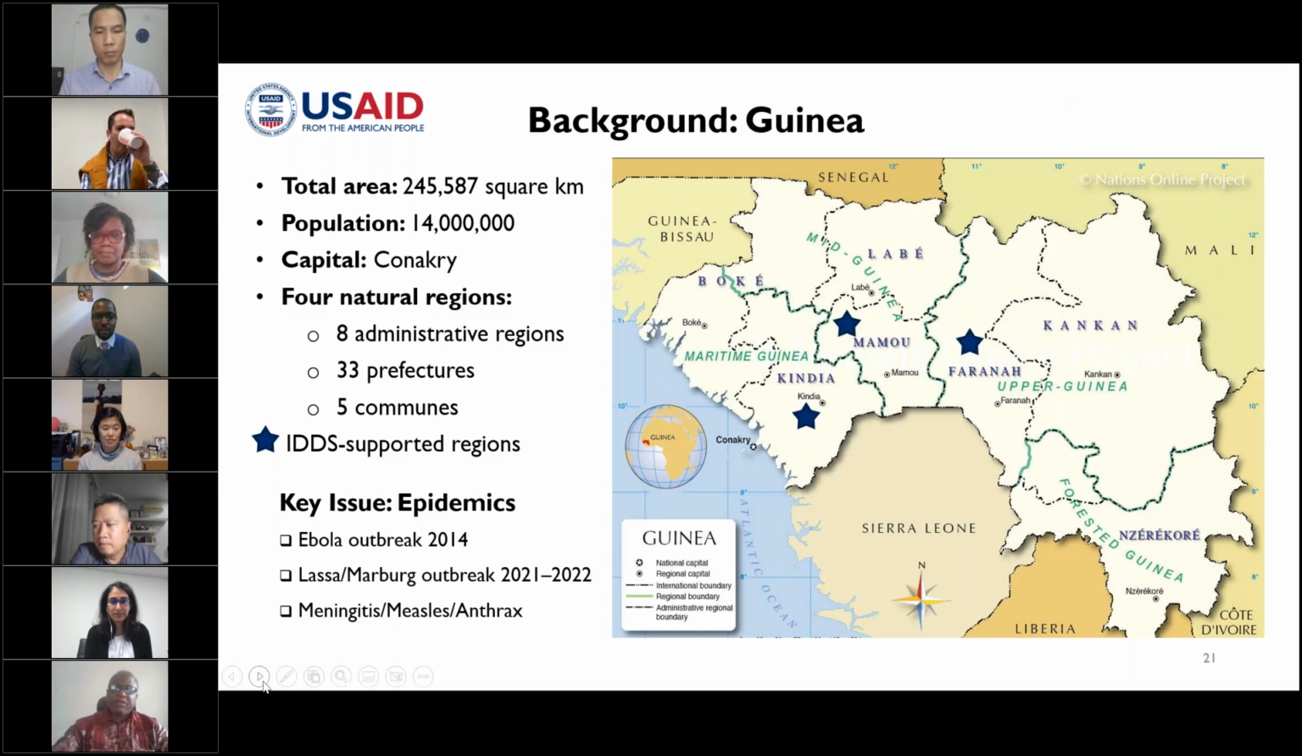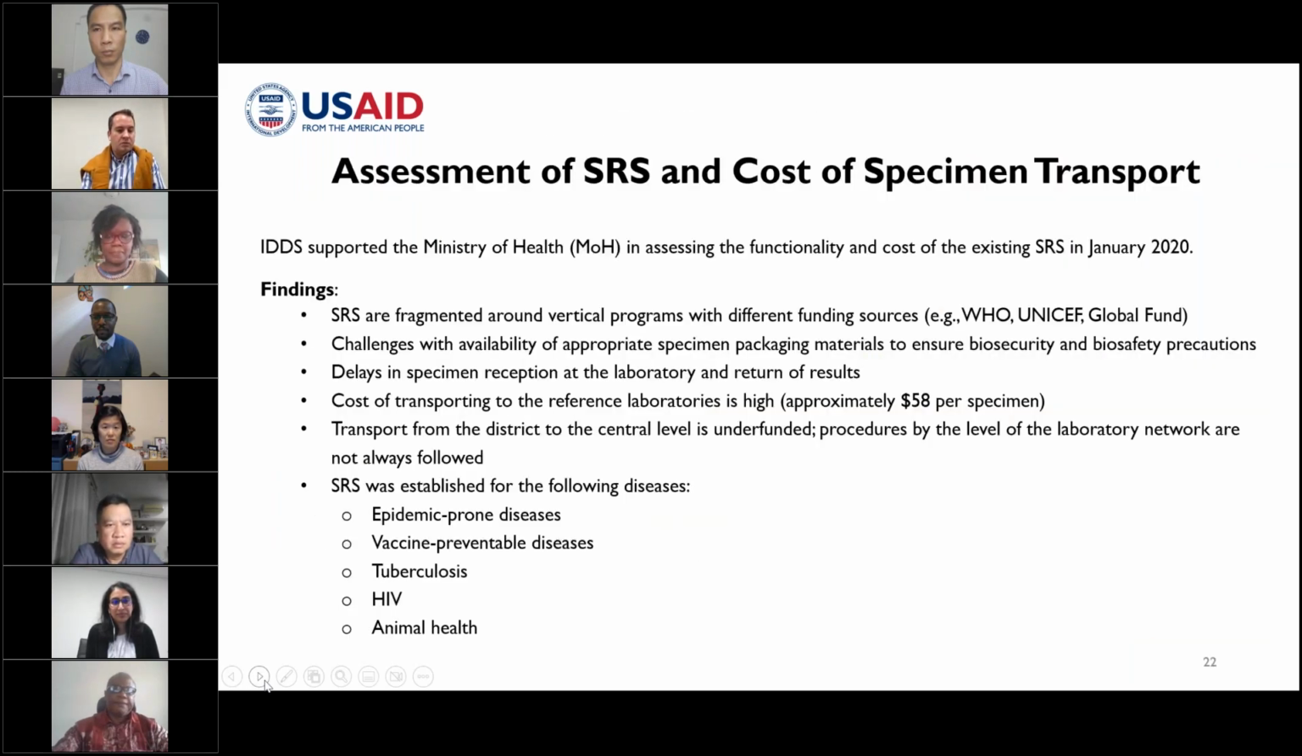I'll give you a small background for those who don't know Guinea. Guinea is located in West Africa with 4 regions. And those who follow the news know that in 2014, Guinea experienced a very big outbreak of Ebola. But following that, Guinea also experienced some additional outbreaks of Ebola, Lassa, and Marburg in 2021 and 2022, mainly in the forest regions. Next slide.